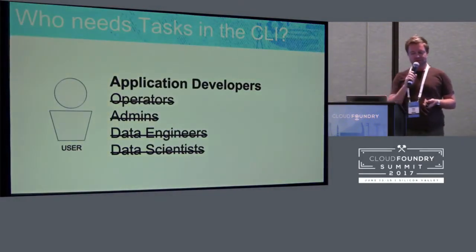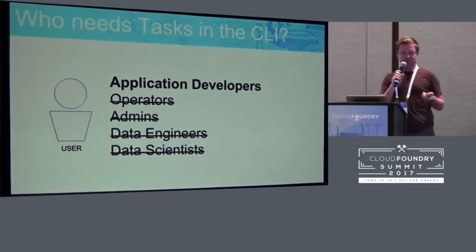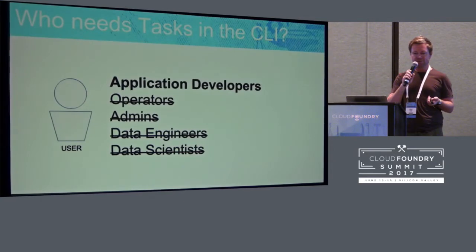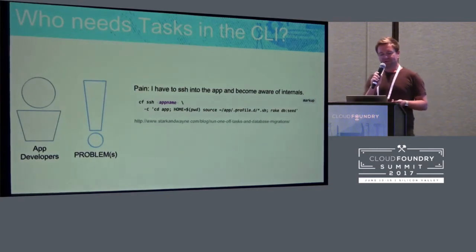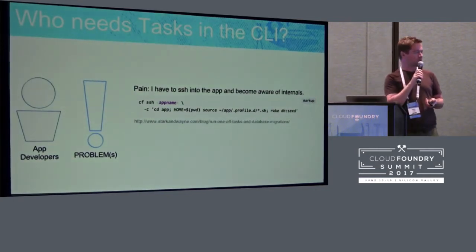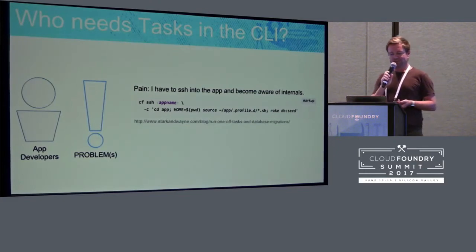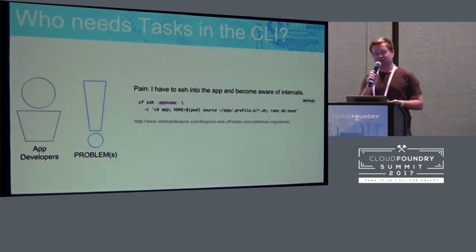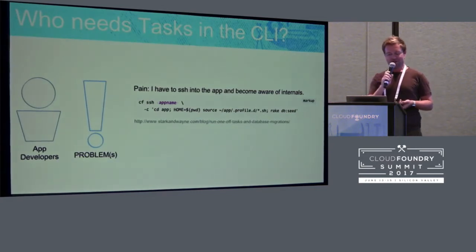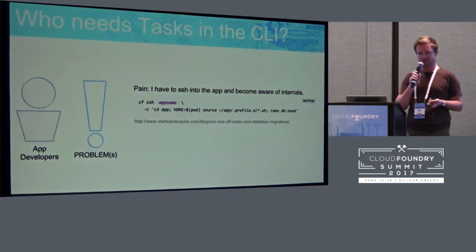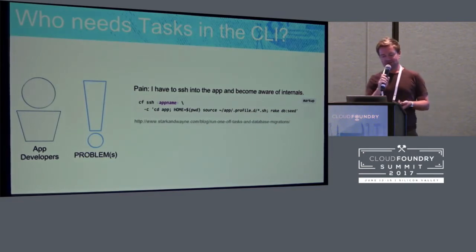So for the task command, we narrowed in on application developers. We talked with, and considered pain points and problems with, other personas, but application developers seem to have the most severe pain points. One example is, and this is from Dr. Nick's article on the Stark and Wayne blog, how to run a database seed or database migration command. You just have to know way too much about the internals of an app on Cloud Foundry. And so this is painful, and it also changes depending on which buildpack you're using sometimes. So that's not that great of a UX to run a simple database migration against an app.